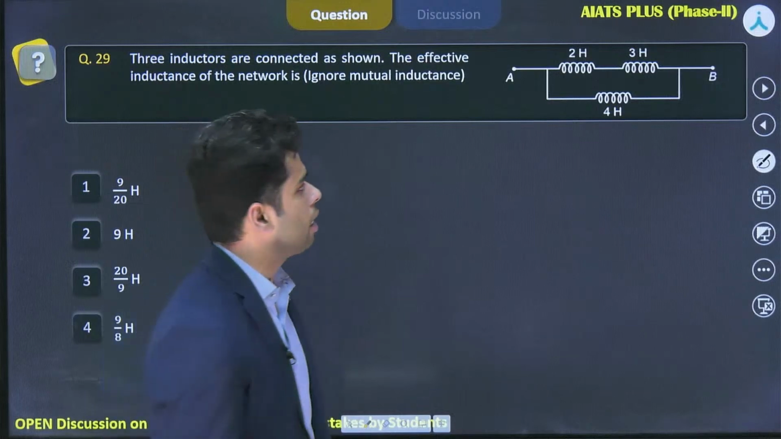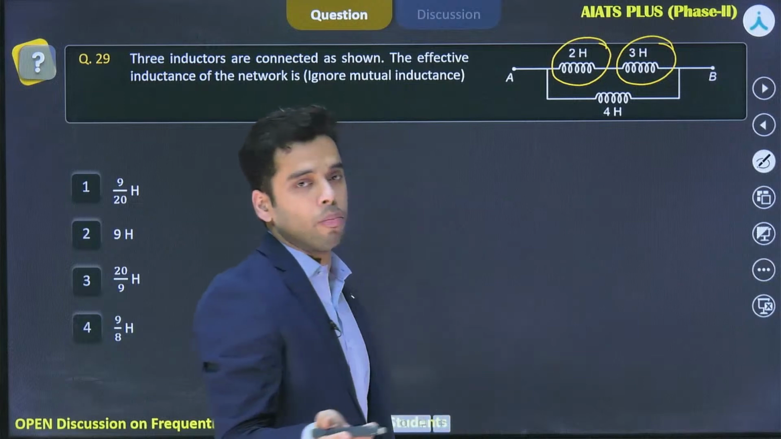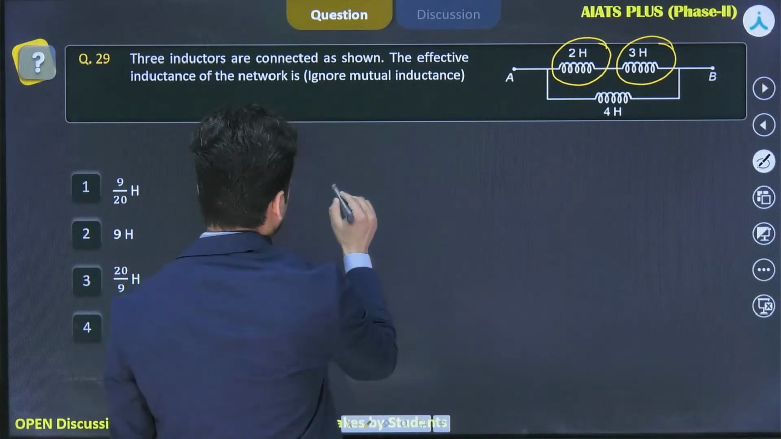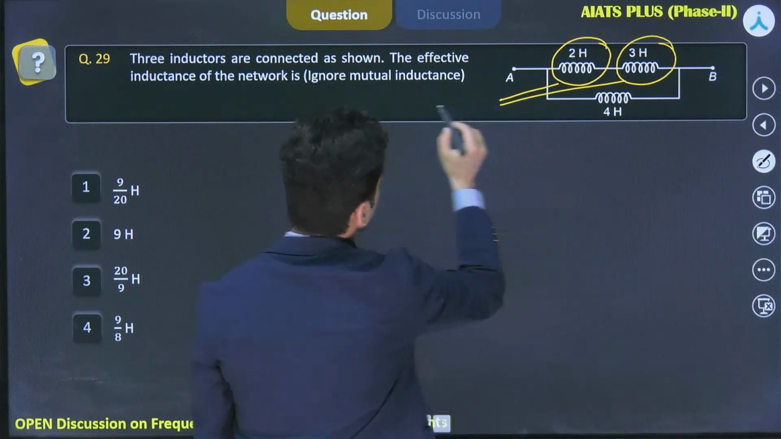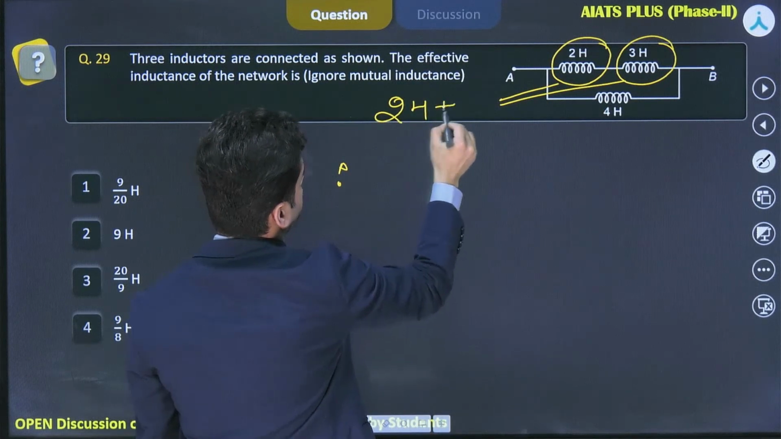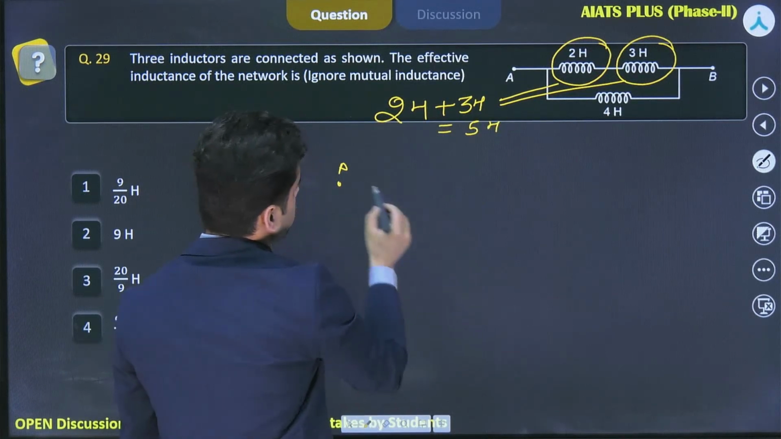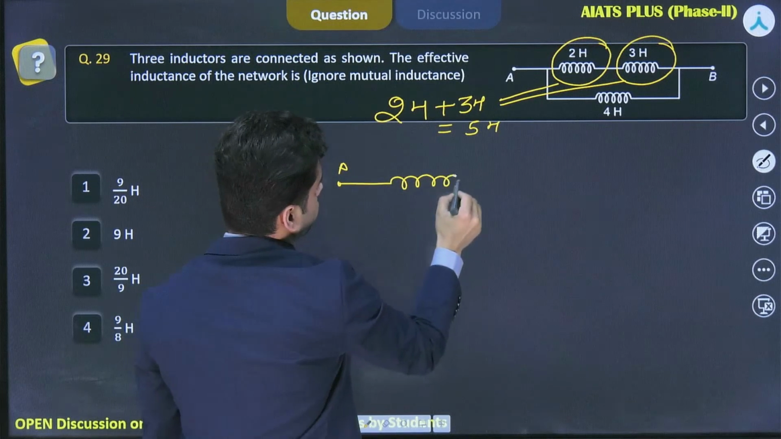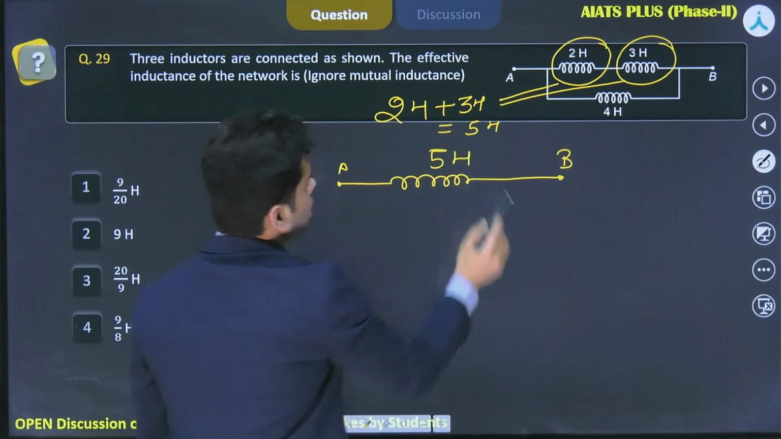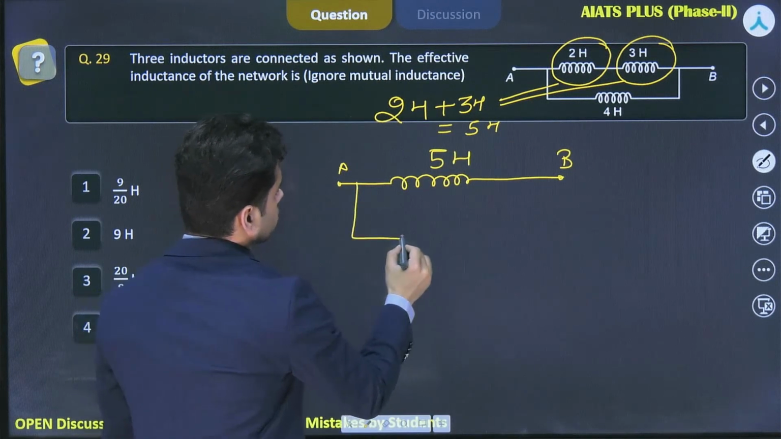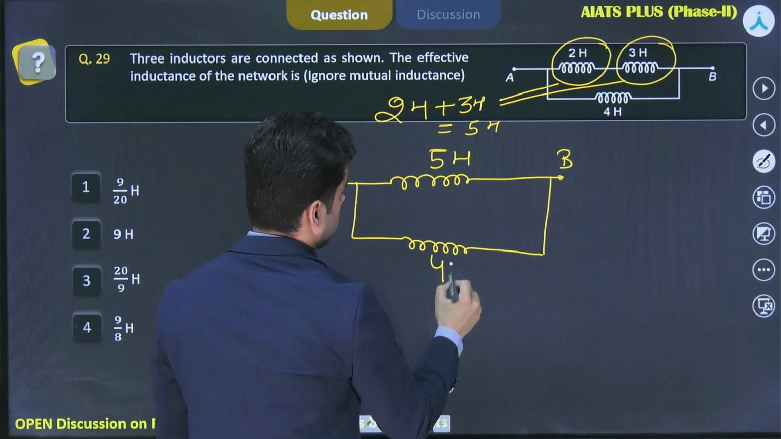So from my analysis, I can see that this 2 Henry and this 3 Henry are in series combination, right? So I can write that this is point A. So the equivalent of this 2 Henry and 3 Henry will be equal to 2 Henry plus 3 Henry, that is equal to 5 Henry, right? So if I draw the equivalent circuit, this is point B, and this is your 5 Henry, and again you have a 4 Henry like this. Yes, so this is 4 Henry.